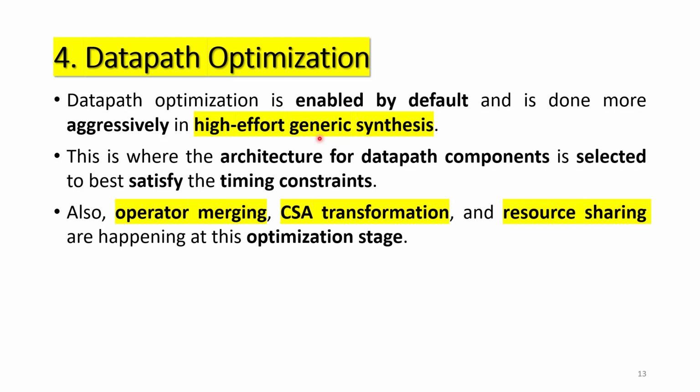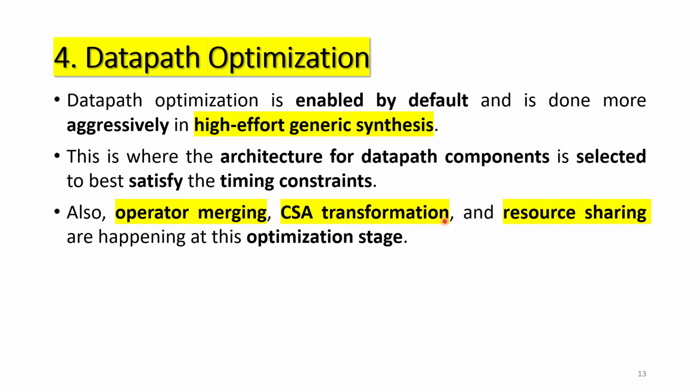You can set an efficiency level, or else you can call it an effort level, like low, medium, high, and ultra. Suppose you are going for high effort, then data path optimization will be performed with high effort. This is where the architecture of data path components is selected to best satisfy the timing constraints.